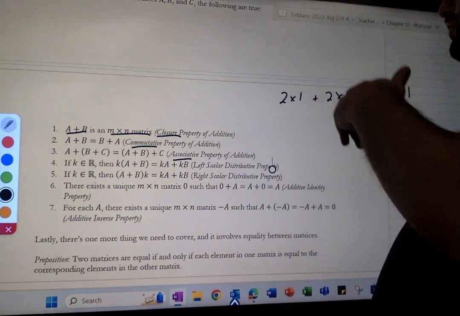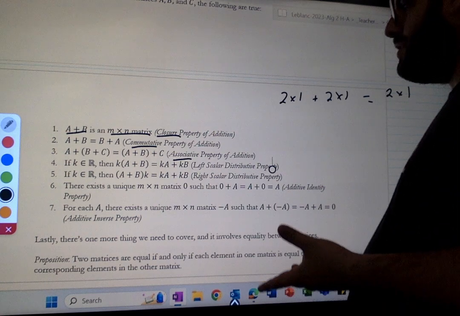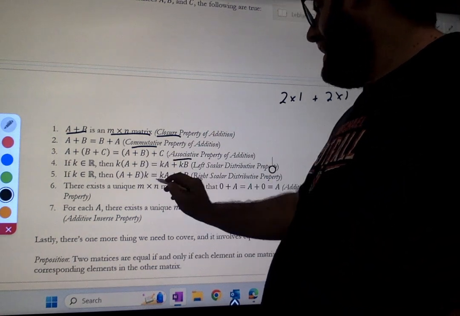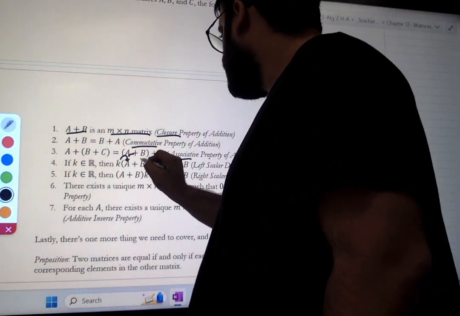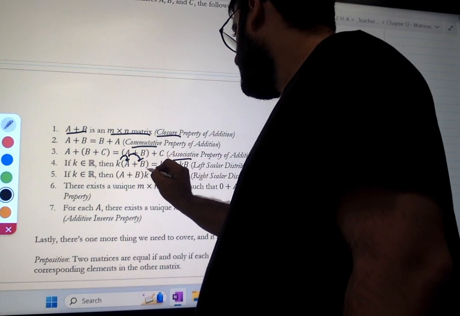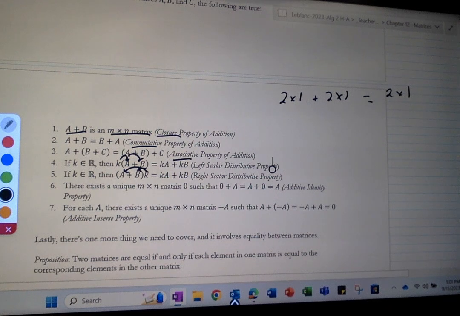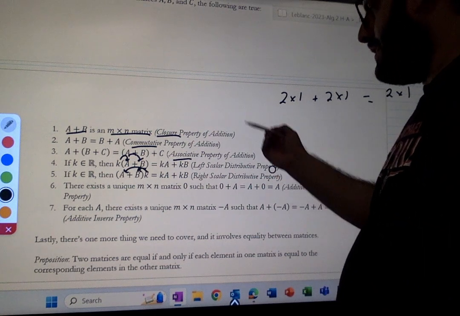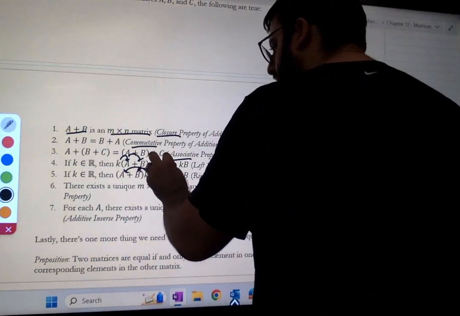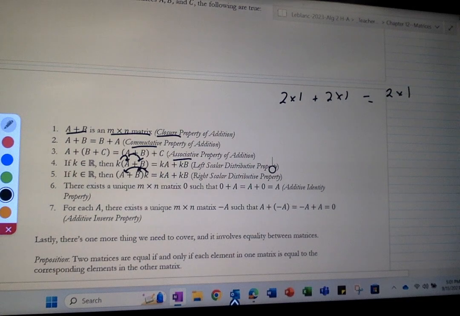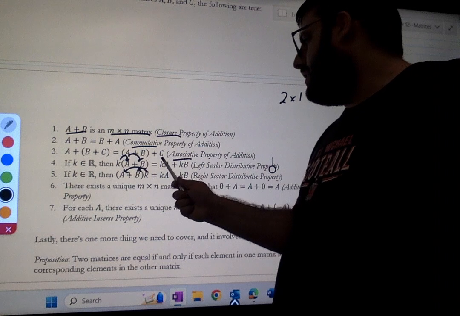Then you have what's called distributive properties. There's two different ones, but they pretty much mean the same thing. You have a left scalar distributive property and a right scalar distributive property. All that does is it takes the scalar and distributes it to each matrix. It ends up being the same thing. It just depends on if you're distributing it to the right. If your scalar's on the left, it's left scalar. If your scalar's on the right, it's right scalar. So you distribute the scalar into each matrix, and of course, for scalar multiplication, you distribute the scalar into each element.